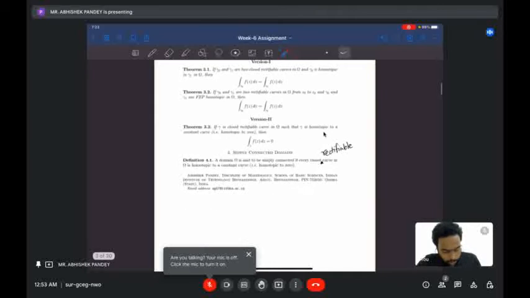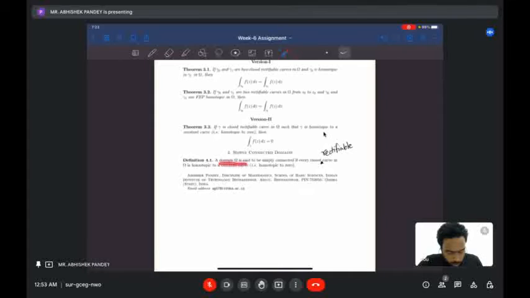Now let us see the definition of a simply connected domain. A domain omega is said to be simply connected if every closed rectifiable curve in omega is homotopic to a constant curve.